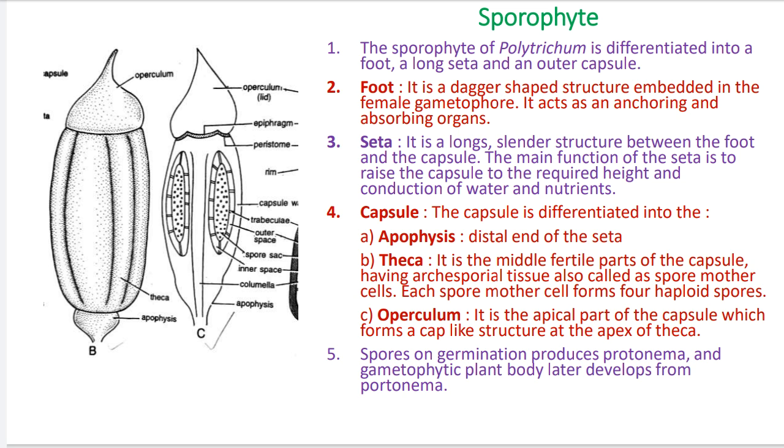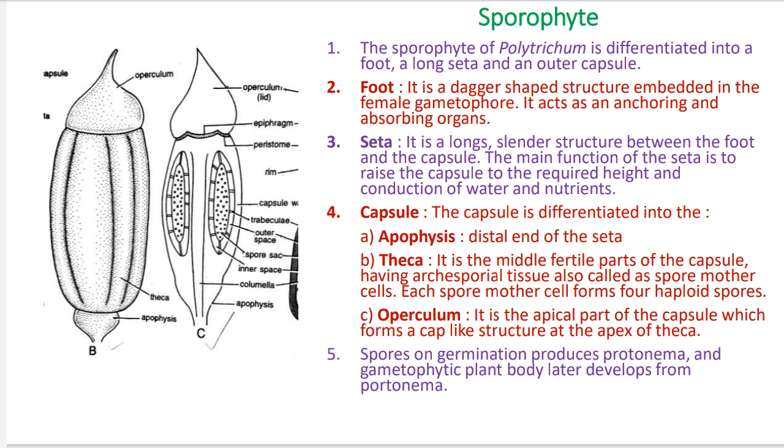Number C, operculum. It is the apical part of the capsule, which forms a cap-like structure at the apex of the theca. Okay, and see in the diagram, operculum is given. That operculum is nothing but the apical lid, the apical cap of the capsule.